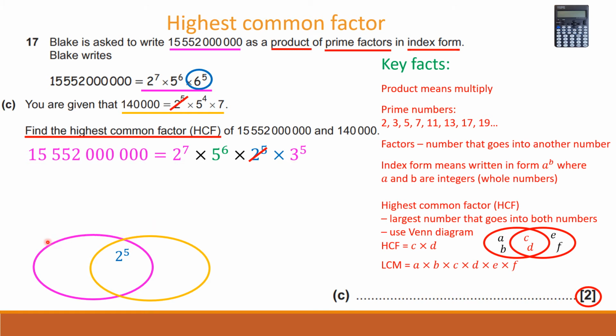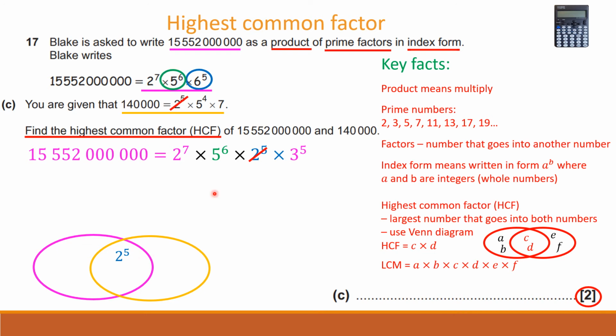So this circle here on the left-hand side represents this really large number here, 15,552 million. The circle on the right represents 140,000. So these two circles represent the two different numbers. Now you can see for both the numbers, 2 to the power of 5 was common to both, which goes in the centre.